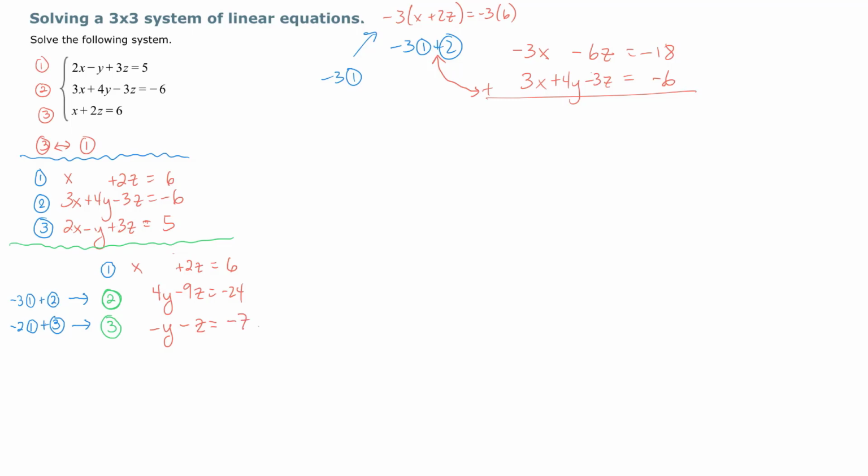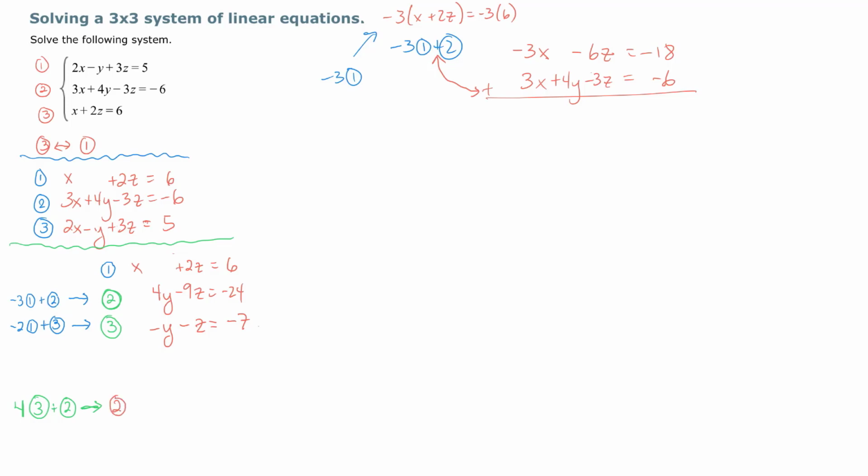All right. We're going to do one more thing here. We're going to do 4 times equation 3. And then add it to equation 2. And then we'll store it. We'll store it where? We'll store it in the second row.